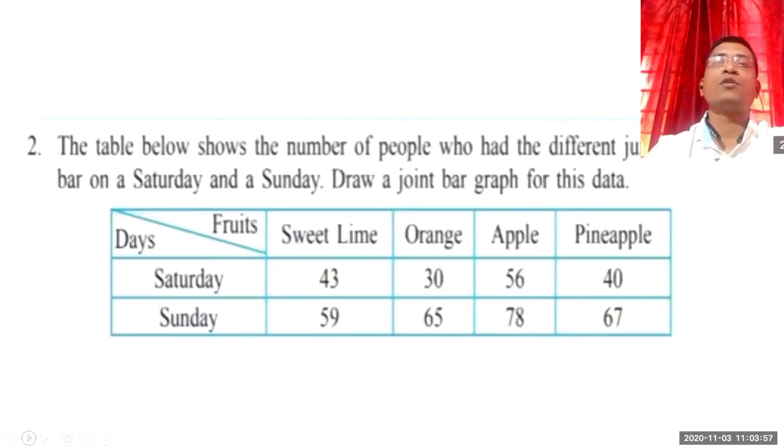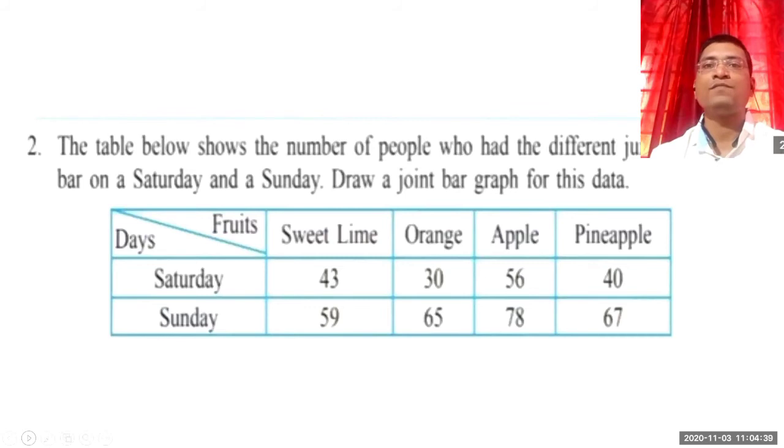Students, second question is about the table below. It shows the number of people who had different juices at a juice bar on a Saturday and a Sunday. Draw a joint bar graph for this data. Fruits: sweet lime, orange, apple and pineapple. Everybody likes these fruits. People take juices at this juice bar on Saturday and Sunday.